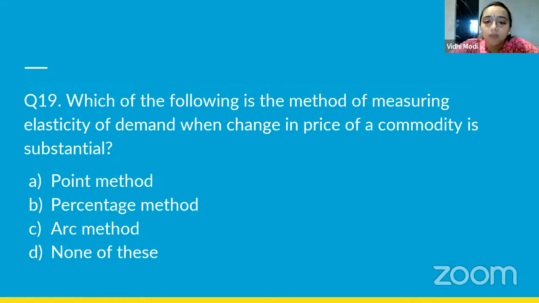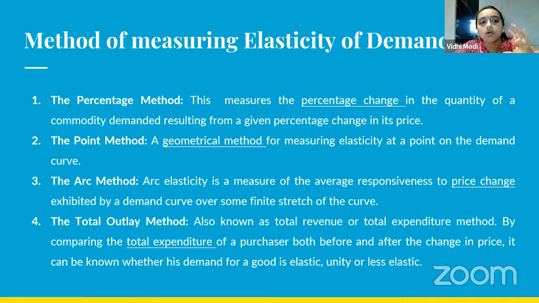Then, which of the following is a method for measuring elasticity of demand when change in price of a commodity is substantial? When I say substantial, I mean when the price of the commodity makes a lot of difference, right? So: point method, percentage method, arc method, none of these. Now, let's understand what the methods of measuring elasticity of demand are.